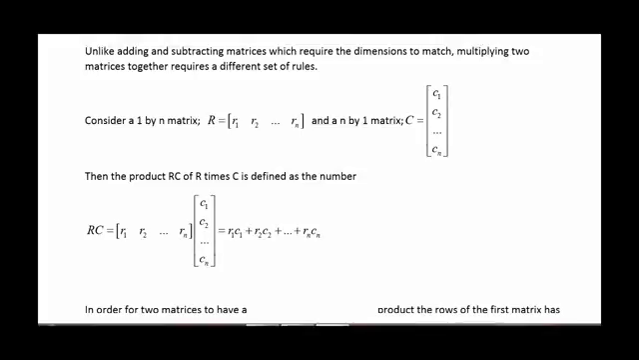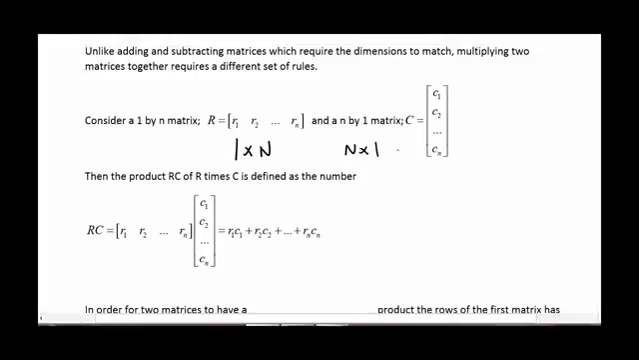Well, we define a matrix product as a row in the first matrix times the corresponding column. So in a very simple sense, we have a row matrix here, which is a 1 by n matrix, and here we have an n by 1 matrix, so the column matrix.